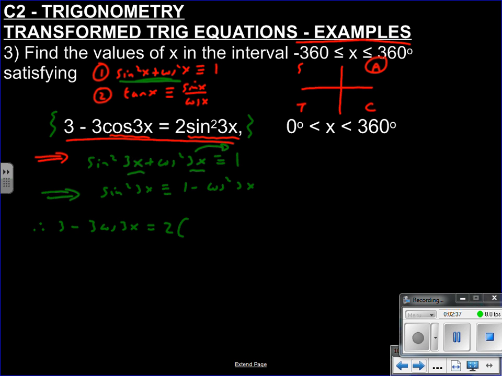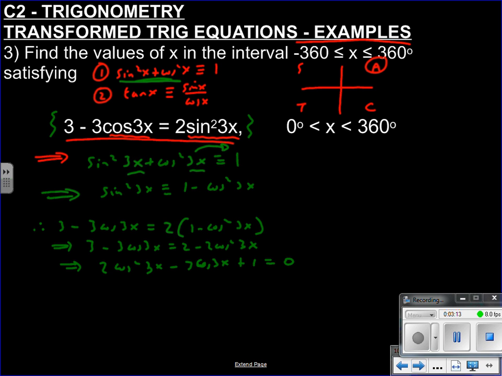So 2 times, and now 1 minus cos squared 3x. And now we can start solving this thing. So this is 3 minus 3 cos 3x equals 2 minus 2 cos squared 3x. Now we can bring everything over, so we get 2 cos squared 3x, moving over to the left, minus 3 cos 3x, and then 3 take 2 is plus 1, equals 0. So it is in the form of a quadratic.